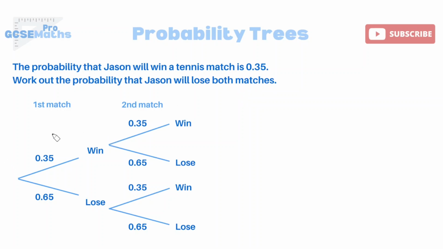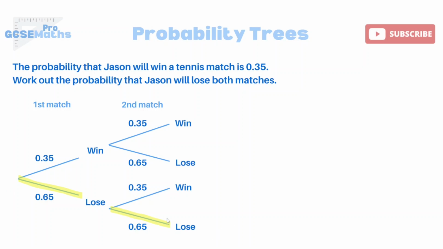So with my highlighter, I'm looking at my first match. I can either win or lose. They've asked us to say lose both, so I have to follow the lose line here. Now for my second match, because I followed the lose branch in my first match, I'm now looking at just this set of branches here, not the one at the top. That would be if I went along the win branch, which I haven't. So now I'm on my second match. Again, they've said lose both matches, so I have to follow lose again.